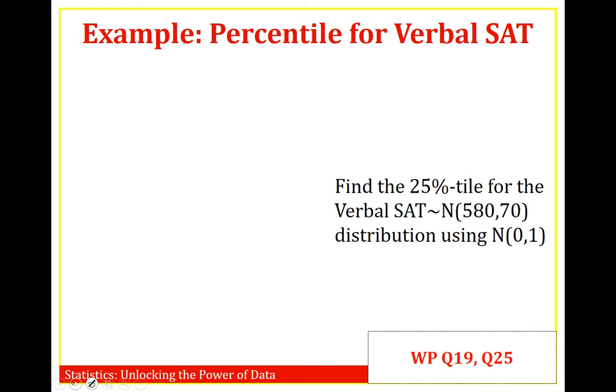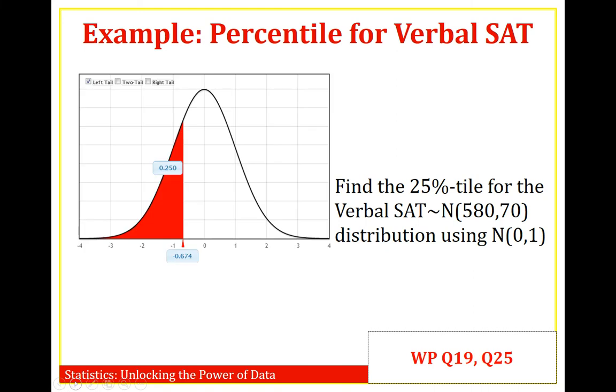So there go some questions. Let's look here. It says, find the 25th percentile for a verbal SAT, which is on a 580 with a 70, and we want the distribution using a 0, 1. So if I go to StatKey and plug in some values, first I do a little bit of converting. This 25th percentile means 25% below some number. So let's go to StatKey real fast and look at the 25th percentile of a 580 and a 70.